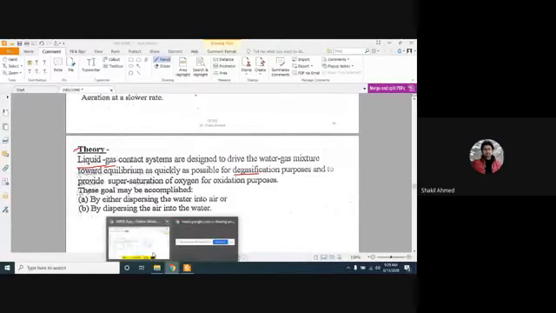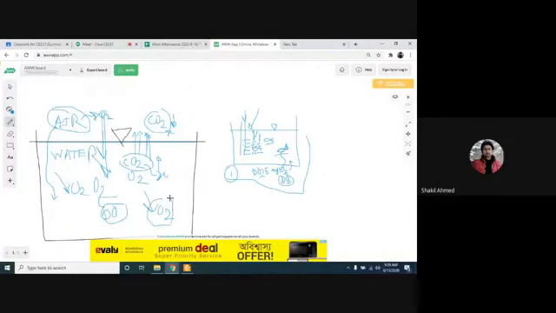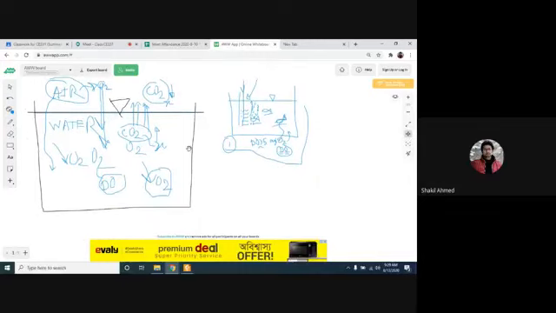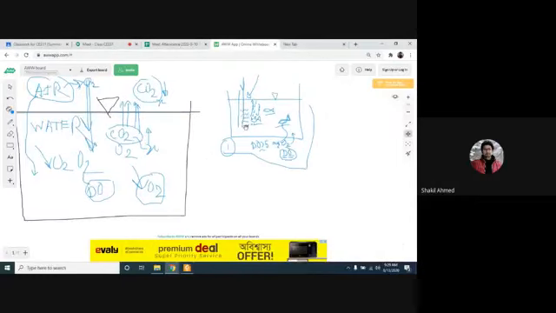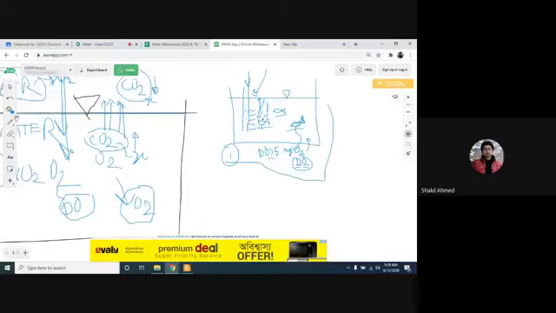Okay. Before I go there, how it helps us in water treatment, let's discuss how we can do this aeration. Now, this aeration can be accomplished either by dispersing the water into the air, or by dispersing the air into the water. The example in an aquarium like this: we are dispersing the air into the water.